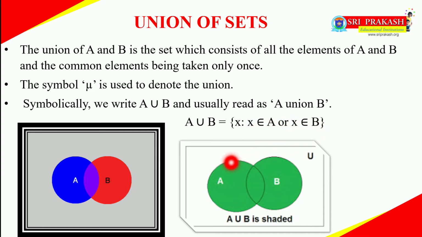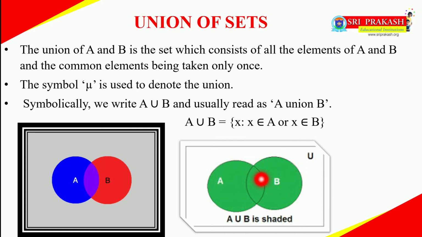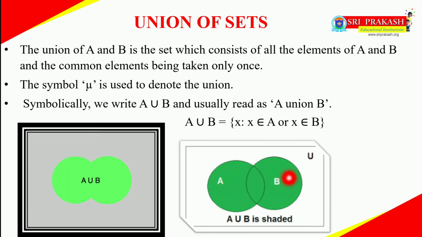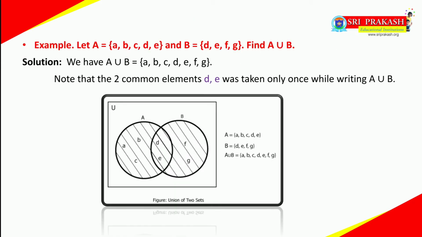In the diagram, this first circle represents set A, and this second circle represents set B, and this part represents the elements that are common in both A and B. So the entire part which is shaded represents A union B. Let us discuss some more details about A union B by an example. Let us consider a set A in which the elements are a, b, c, d, e, and another set B in which the elements are d, e, f, g, and then find A union B.